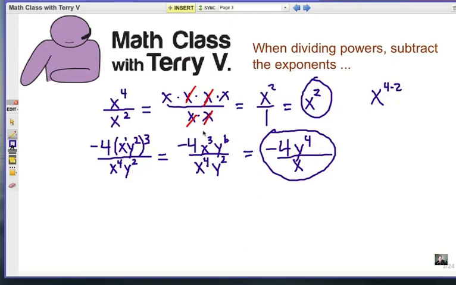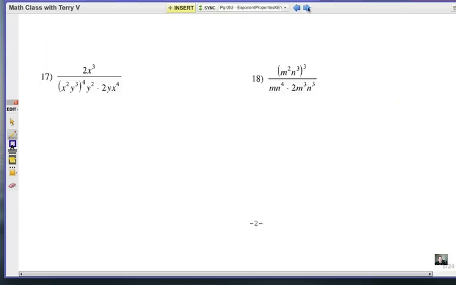All right, let's look at a few problems to try. Here we go, 17 and 18. I want you to simplify those expressions. And when I say that, I want you to have an answer with no negative exponents, and cancel out any common factors you have and simplify it as much as possible. Go ahead.